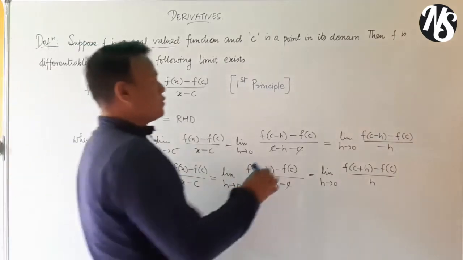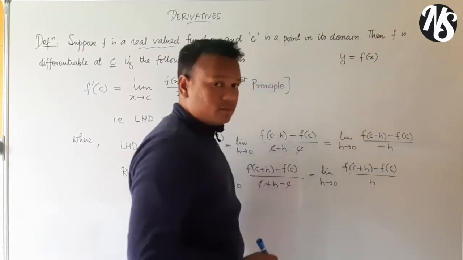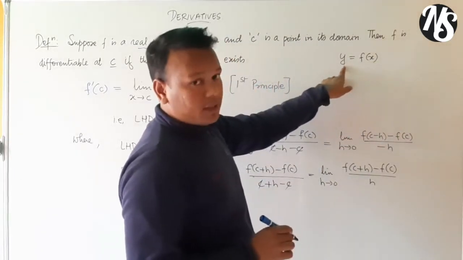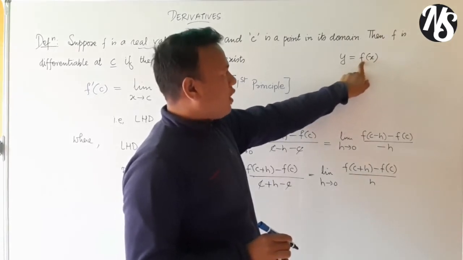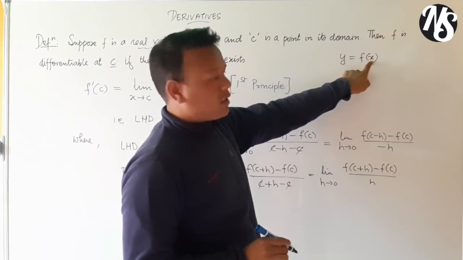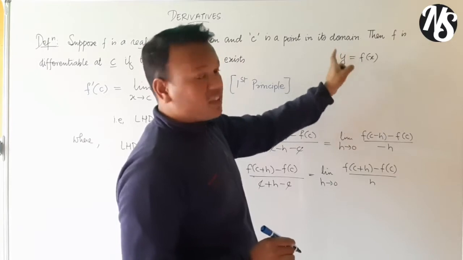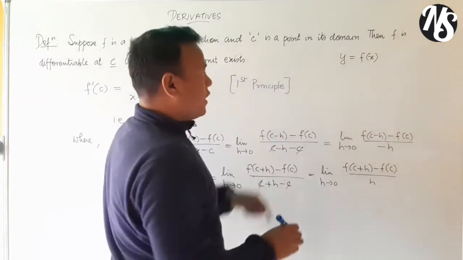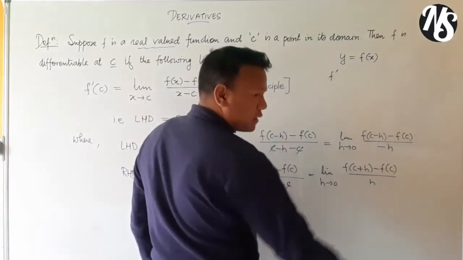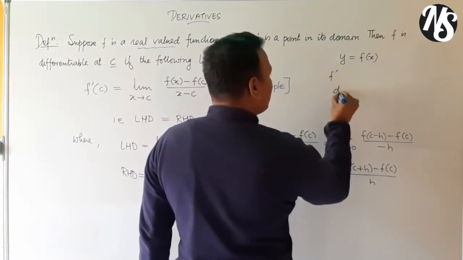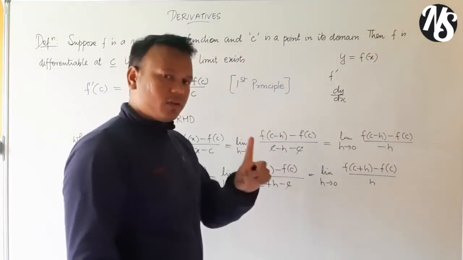Suppose your function is given in this way, y equals f(x). Remember, y is the dependent variable, x is the independent variable, because f is a function of x, which means y depends on x. Okay, so if your function is given in this way, then the derivative is given by f dash, and another notation will be dy by dx also. Okay, so this is also one notation for derivative.